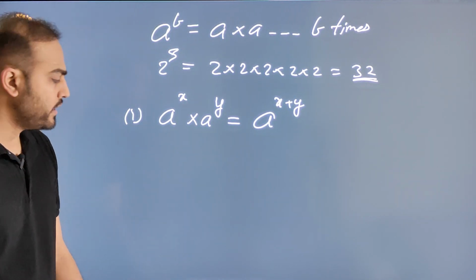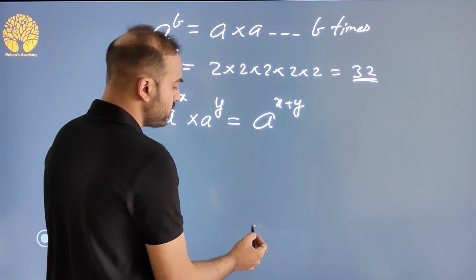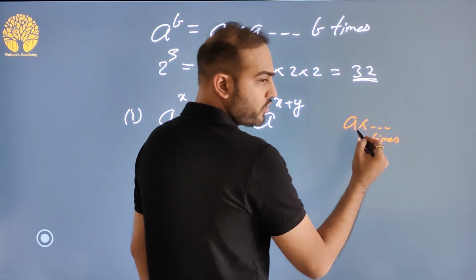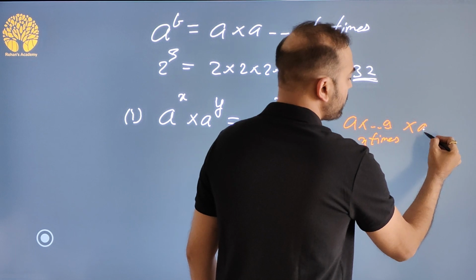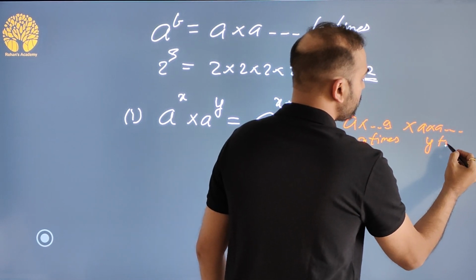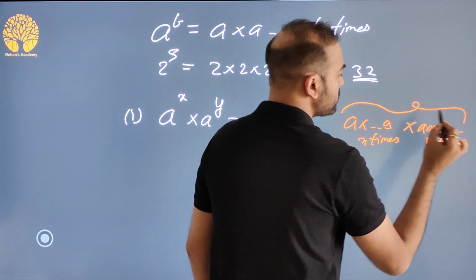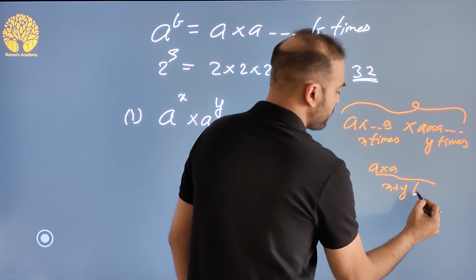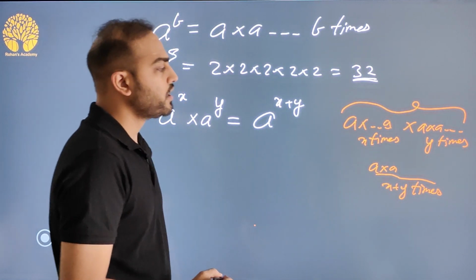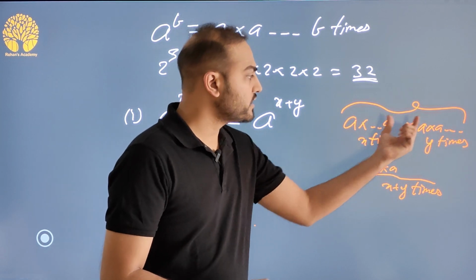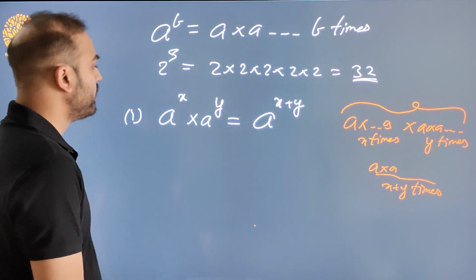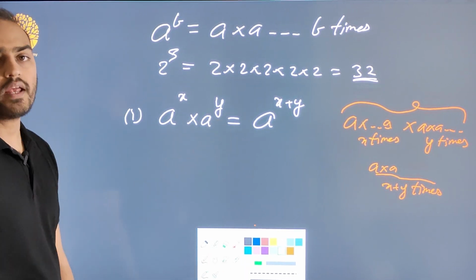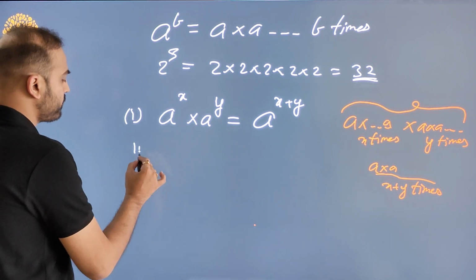If you think about it, what is a to the power x? a multiplied by itself x times. What is a to the power y? Again, a multiplied by itself y times. So if you count all of it, a has been multiplied to itself x plus y times. Hence, a power x times a power y is a power x plus y.